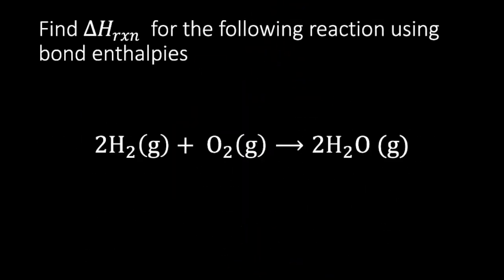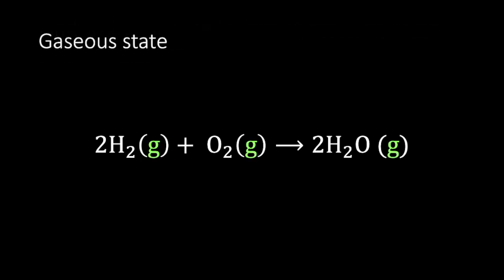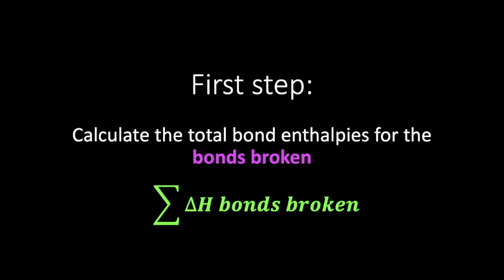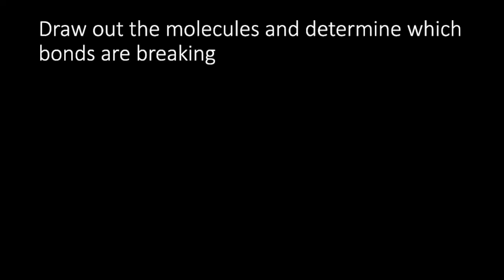So let's do an example. Find the enthalpy of reaction for the following reaction using bond enthalpies. And here's the equation. 2H2 gas plus O2 gas yields 2H2O gas. And notice that all of these are in the gaseous state, which it has to be if you're using bond enthalpies. So for our first step, we're going to calculate the total bond enthalpies for the bonds broken. We're going to draw out the molecules and determine which bonds are breaking.